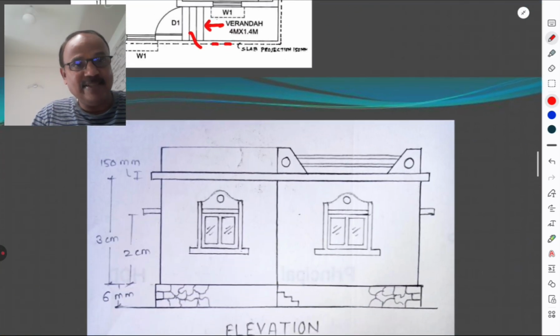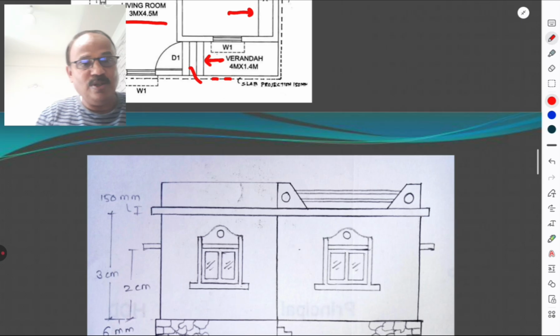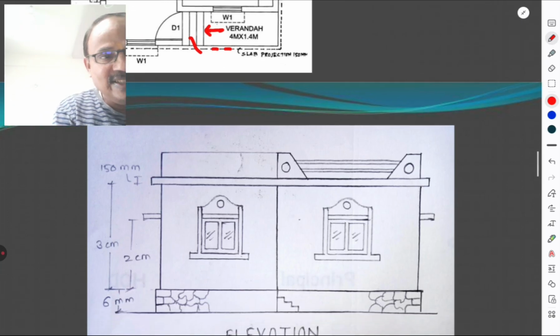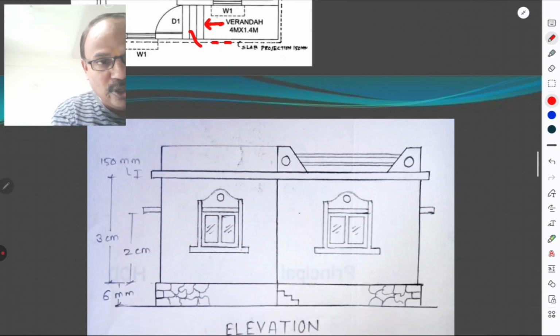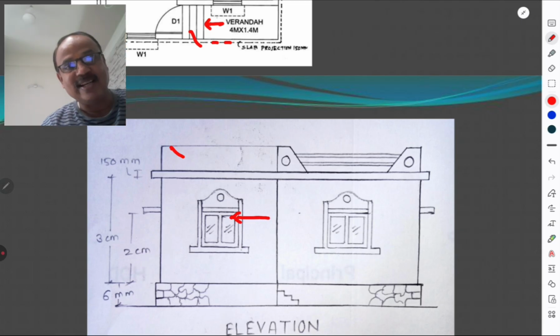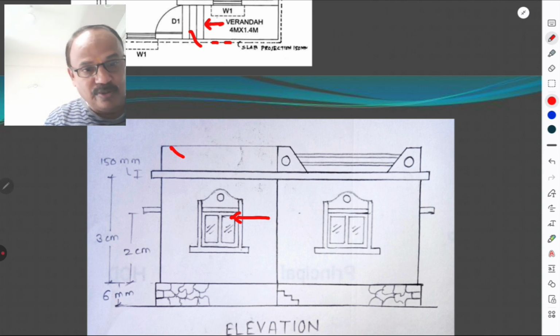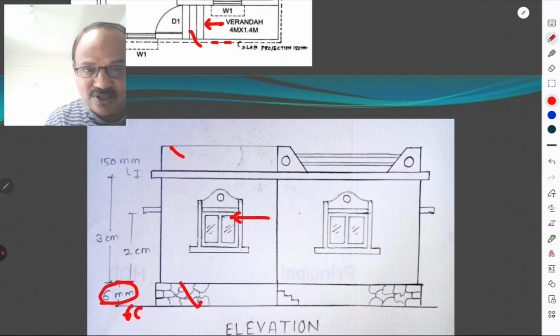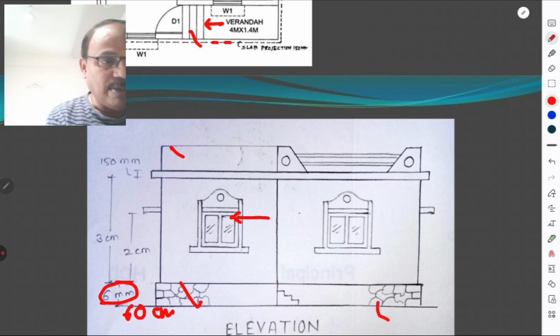And this is the elevation for that. All the parapet is shown on the top. This is the parapet. Then windows, architecturally elegant windows are shown. Then also this plinth is shown. This is shown as 6 mm, but as per this it is 60 centimeter. This is the plinth. Plinth is of rubble masonry. It is also shown as rubble masonry.